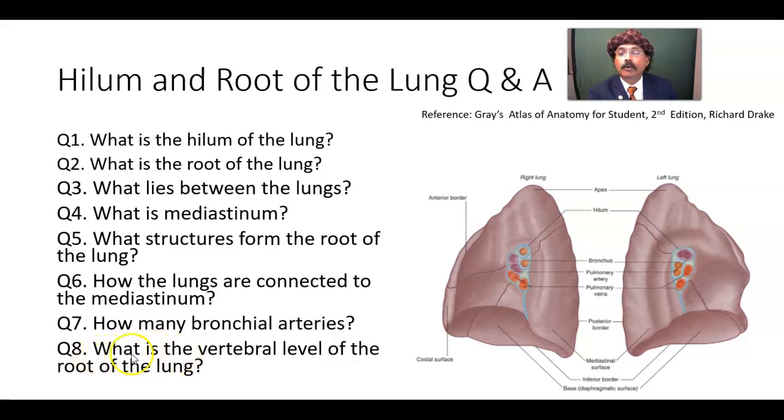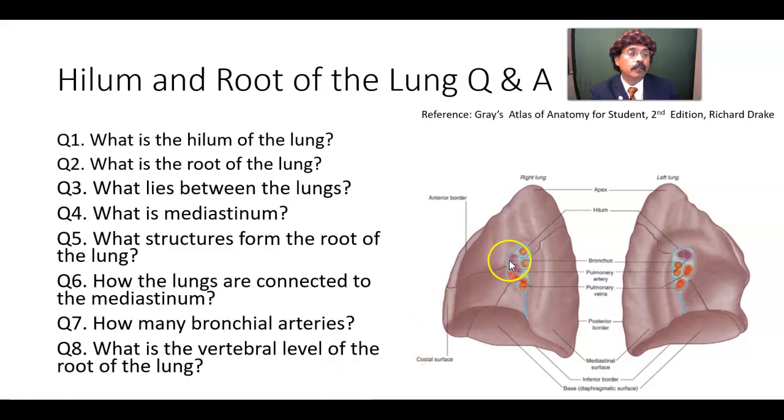Okay, so what is the vertebral level of the root of the lung? The vertebral level of the root of the lung is T5, T6, and T7, thoracic vertebrae 5, 6, and 7. This level will change based on the status of respiratory movement. Suppose during inspiration and during expiration, there will be some difference. Okay, so we got the vertebral level of the root of the lung.